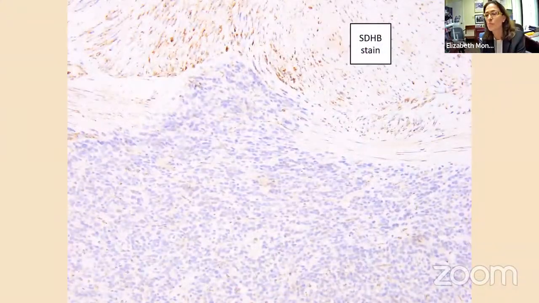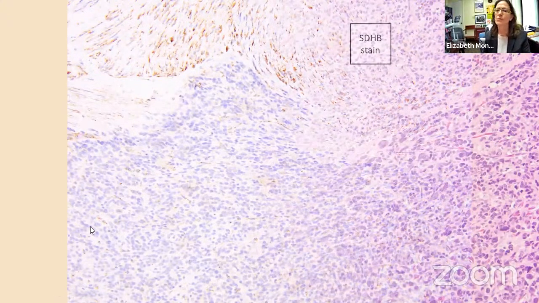This is an SDHB stain. Remember that succinate dehydrogenase is part of the Krebs cycle. The B, if you stain for the B, you'll pick up all the losses. And you can see that the muscularis propria shows cytoplasmic staining, but it's lost in the tumor cells.